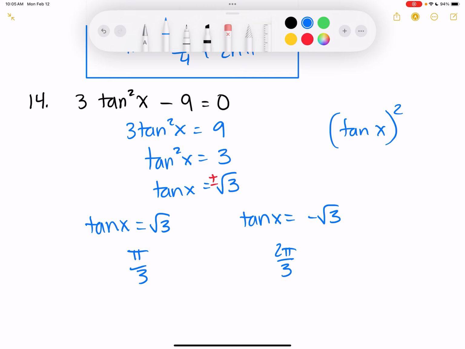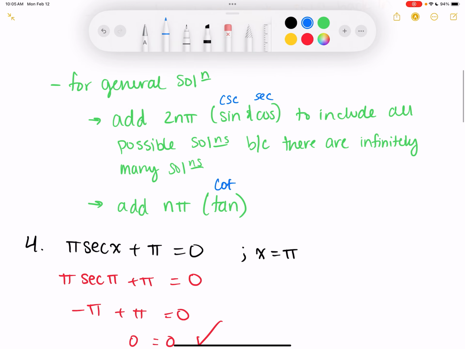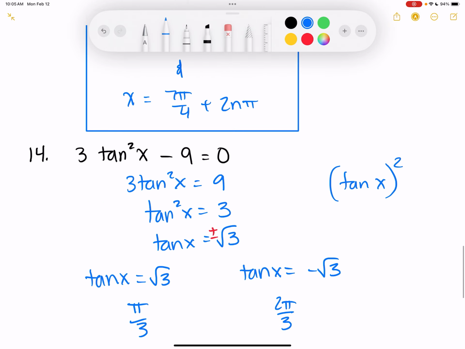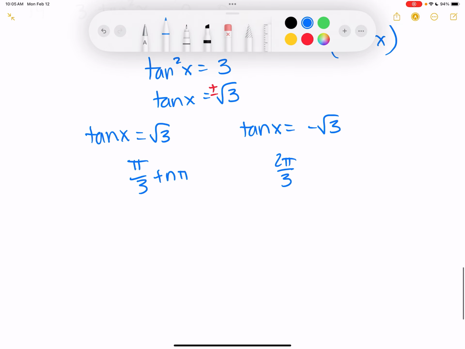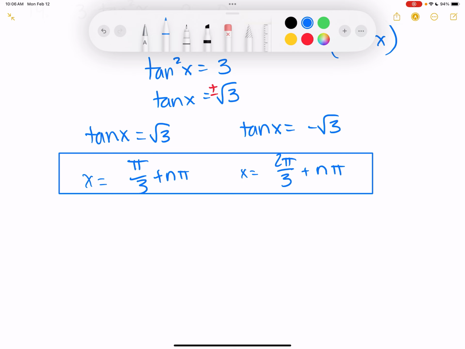But remember with tangent, we're in increments of n pi. So the general solution is plus n pi. Because again, if we added pi to this, or 180 degrees to it, that's still equal to the square root of 3. Because the tangent values occur twice, the exact same value every 180 or pi around. So those would be our two values for that one.